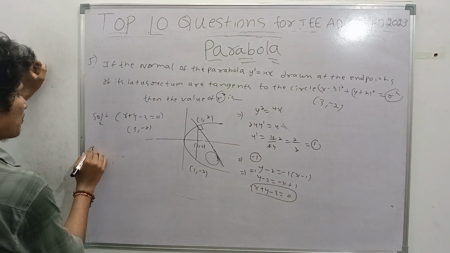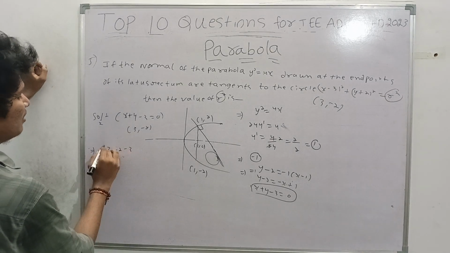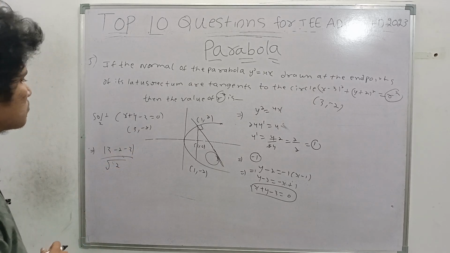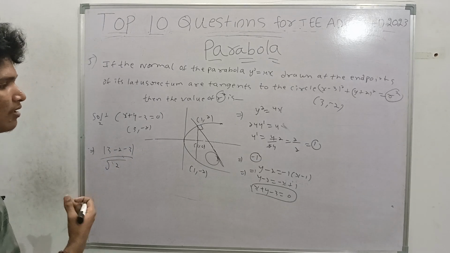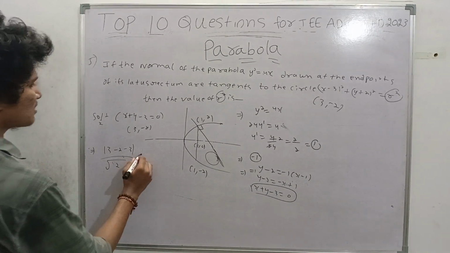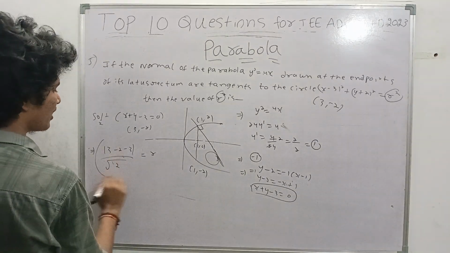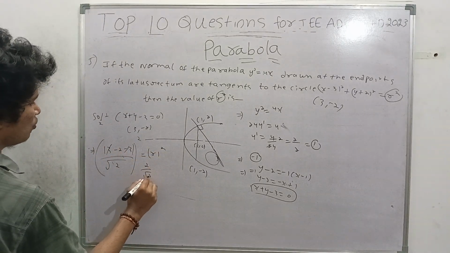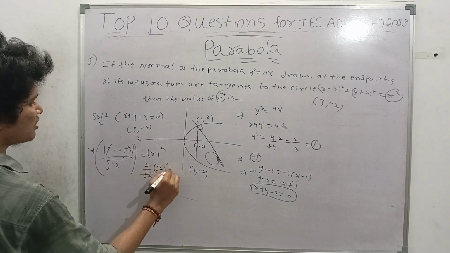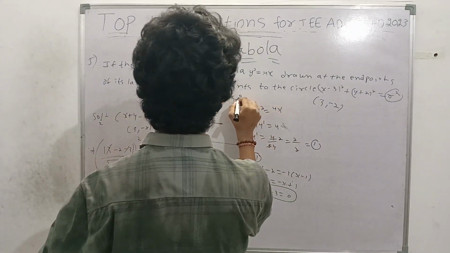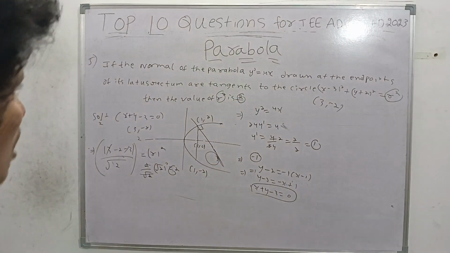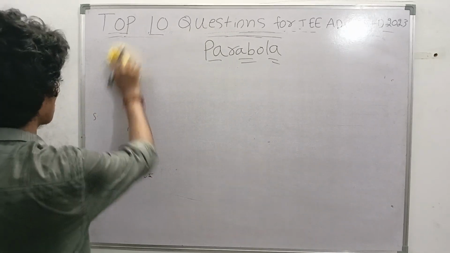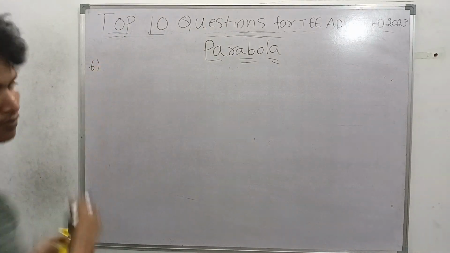Now I am finding the perpendicular. What will it be? 3 minus 2 minus 3 divided by root 2. This is the perpendicular from the center. This perpendicular is equal to the radius, and they want the radius square. So what will it be? Here it will be 2 divided by root 2, and it will be root 2. Root 2 whole square is 2. So what is the value of r square? It will be 2. Like this you have to report. So the 5 questions are completed. Now the 6th question.